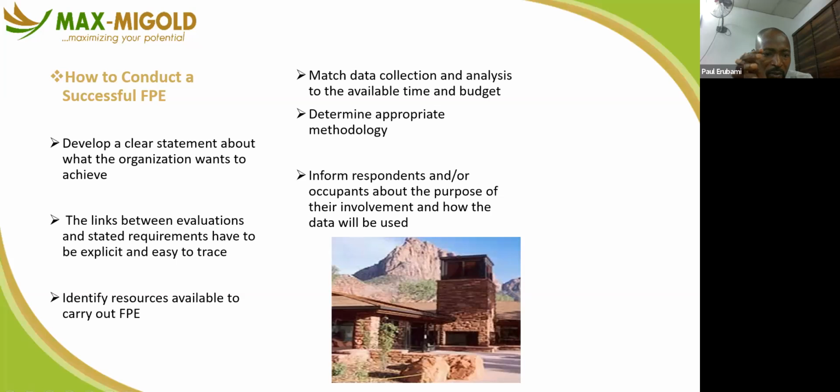Identify resources available to carry out the FPA. What are the resources that you need to carry them out? Do you need a third party? Do you need to do what we call a survey? Do you need to send a survey document out to each and every occupant of that facility, who then fill that checklist or survey and return it back to you?